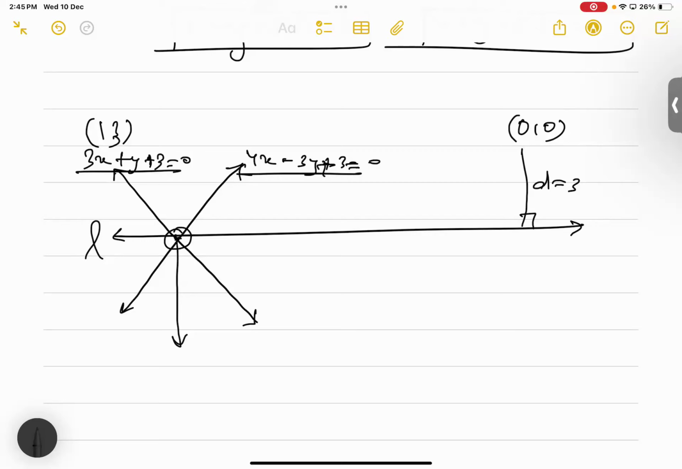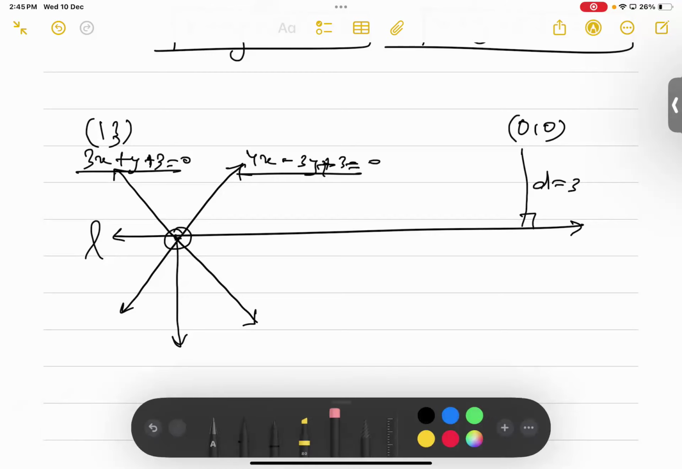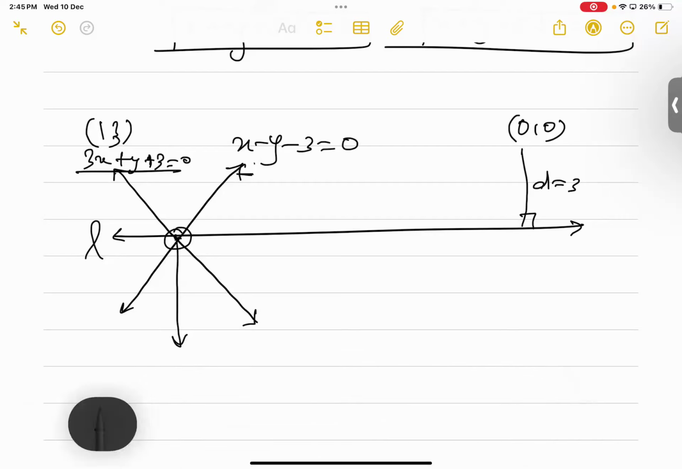I copied a wrong equation, guys. Sorry. For the next question, I copied. So 3x plus y plus 3 is equal to 0 and x minus y minus 3 is equal to 0. Solve this and tell me what is the point of intersection. 0, minus 3. 0 comma minus 3 is correct. So we got the point of intersection. Right, everyone?